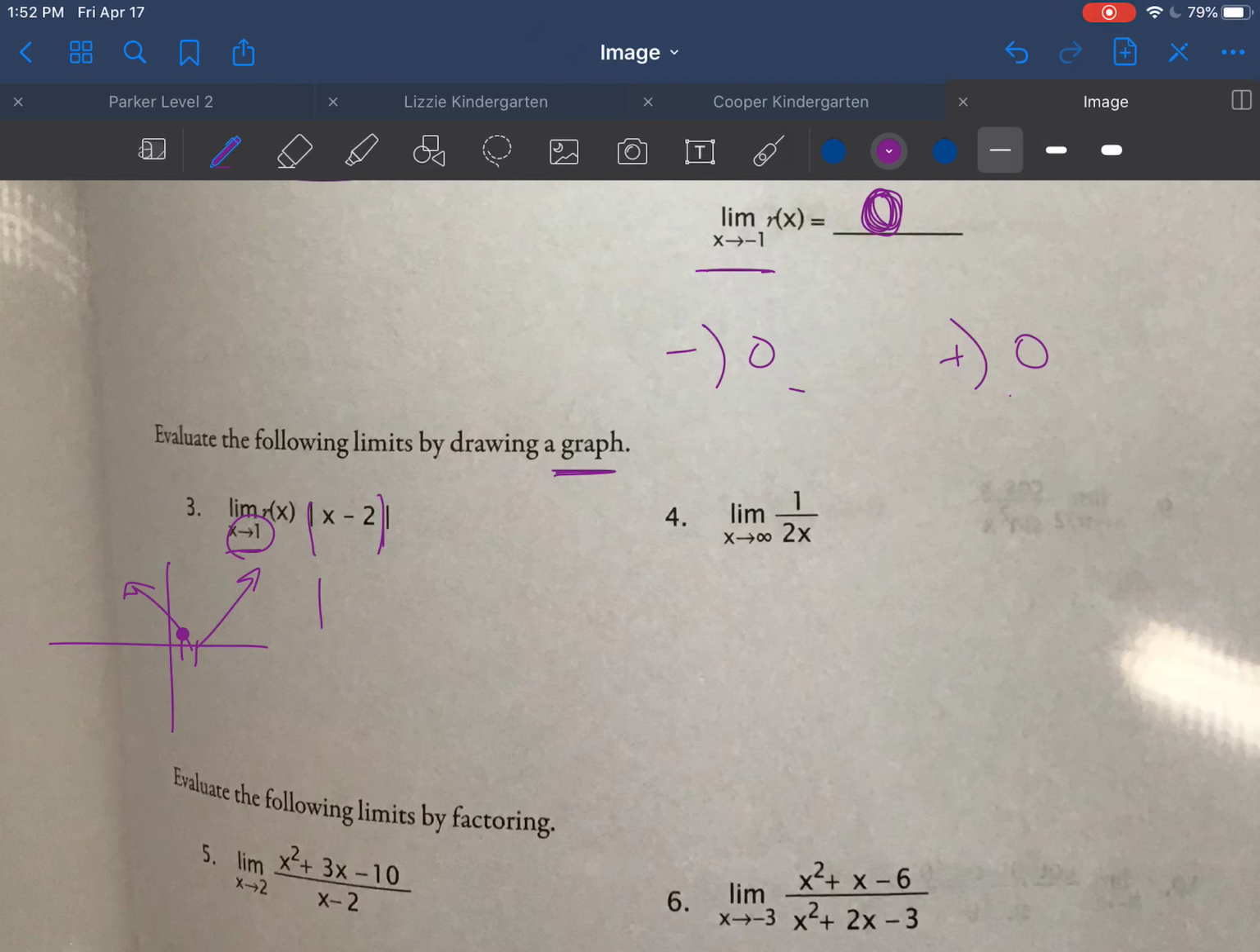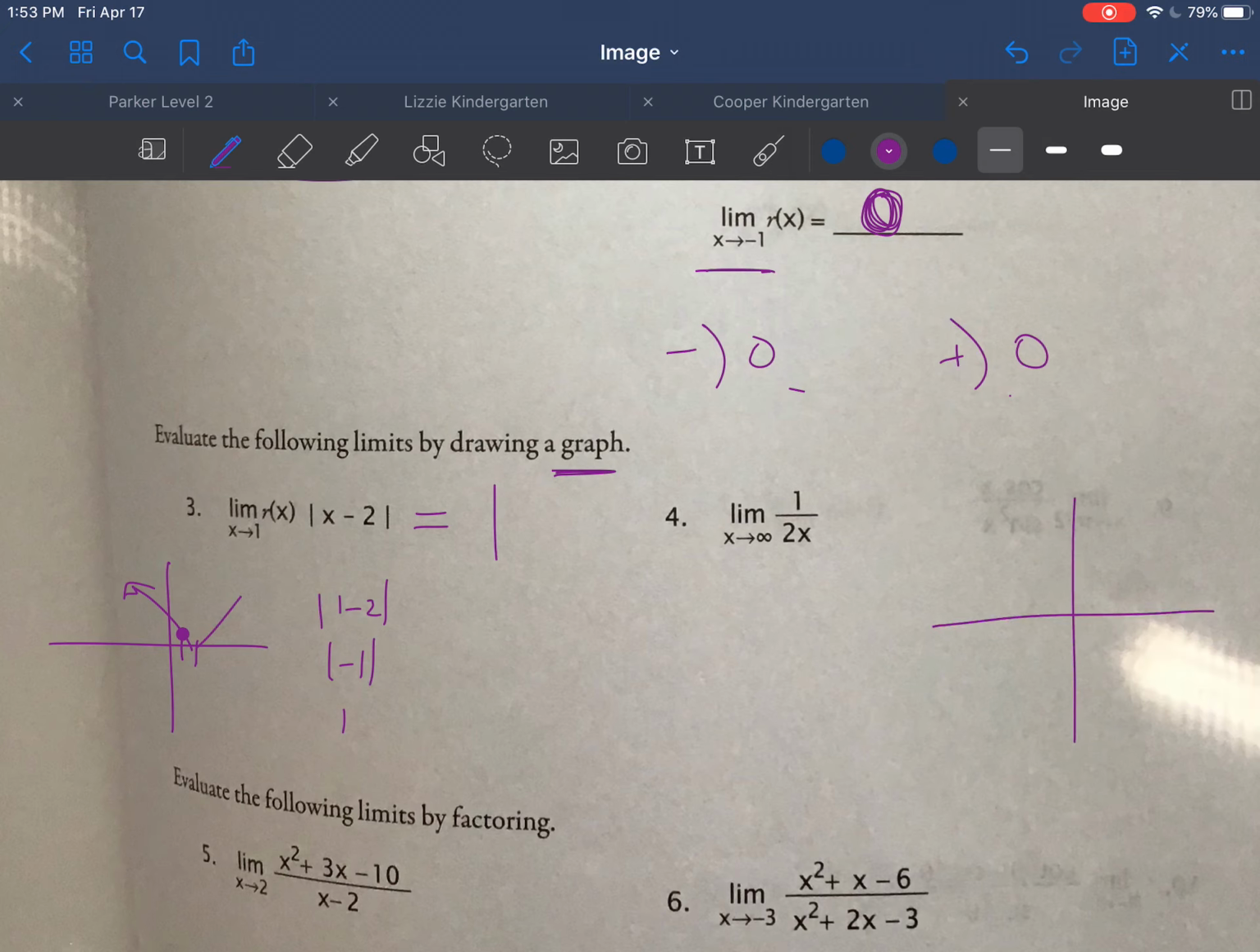So we're going to say the absolute value of 1 minus 2 would be the absolute value of -1, which is +1. So we'll say our answer would be the limit as x approaches 1 of r of x, the absolute value of x minus 2, equals 1. Okay, so basically we're just plugging the number in, thinking about the graph to know that our limit does exist. Number 4, we have a rational function.